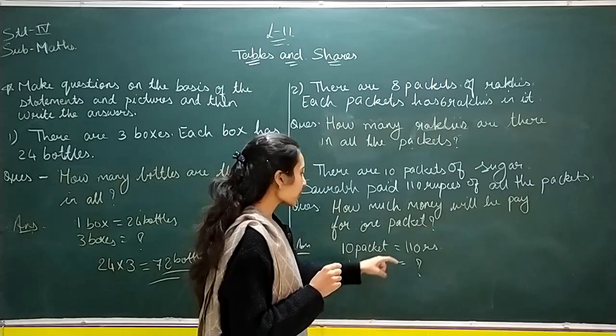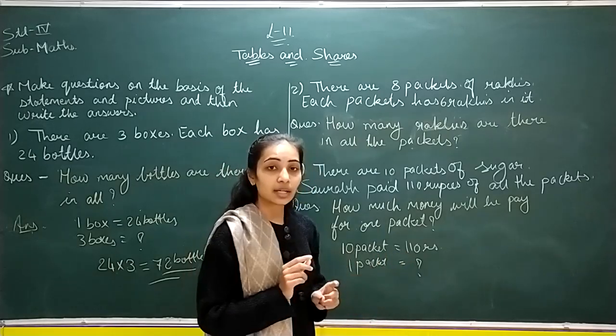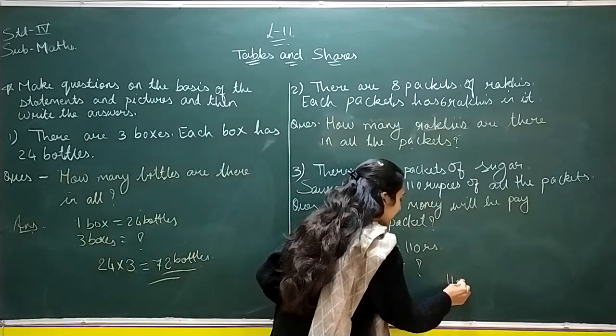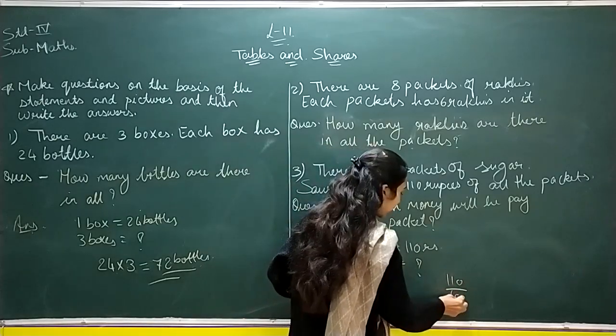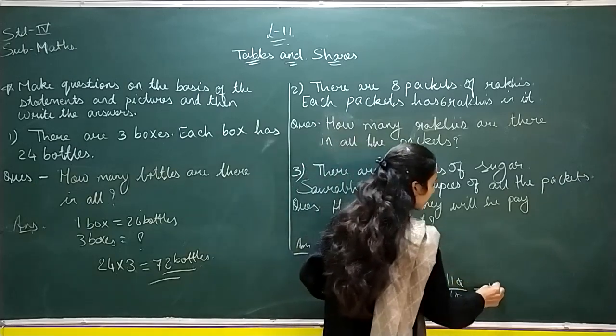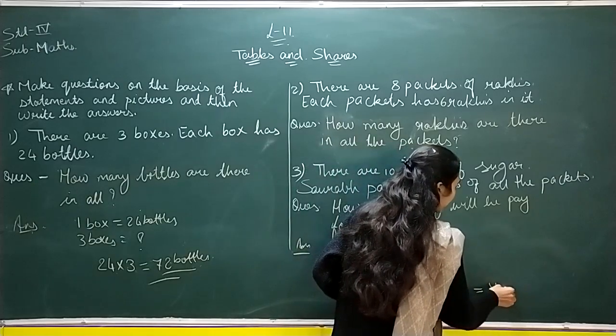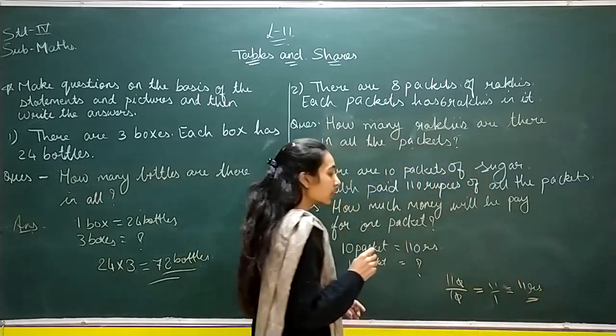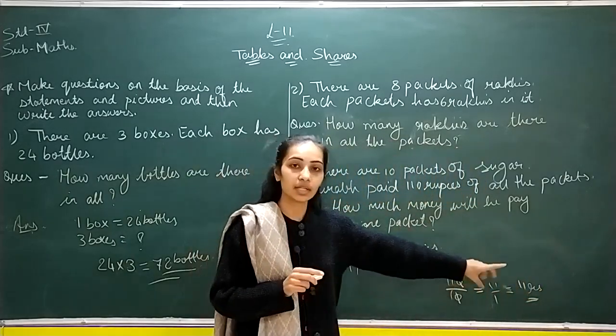It is the question. So 110 and 10 are on opposite sides, so that will be divided. 110 divided by 10. 0 and 0 cut, and what is the answer? 11 by 1 is 11 rupees. So for one packet of sugar, he must have paid 11 rupees.